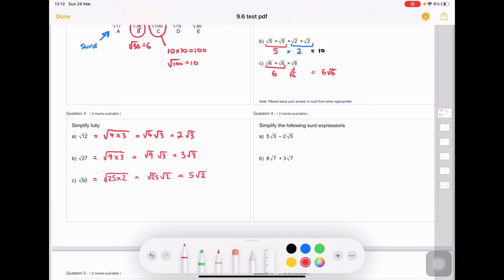Question 4. Simplify the following surd expressions. So this is the same as if you were to do 5x take away 2x. 5x take away 2x is 3x. So we use the same logic for this question. 5 lots of root 5 take away 2 lots of root 5 is 3 lots of root 5. Using the same logic for the following question, 8 lots of root 7 plus 3 lots of root 7 is 11 lots of root 7.